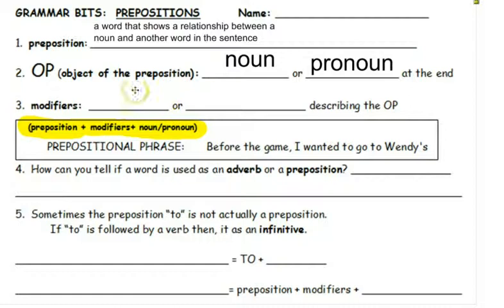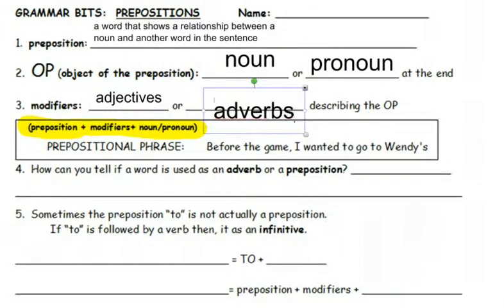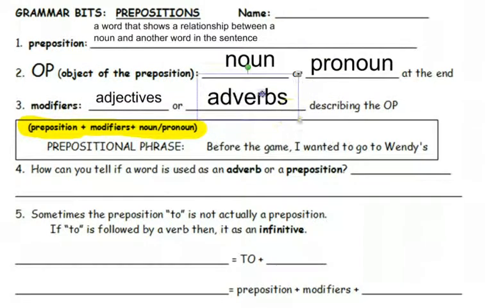For right now, we're only going to focus on this one job, and we're looking at the noun at the end of a prepositional phrase. The modifiers that are allowed to be in the middle are adjectives and adverbs. And we said modifiers is just our fancy 7th grade word for words that describe.